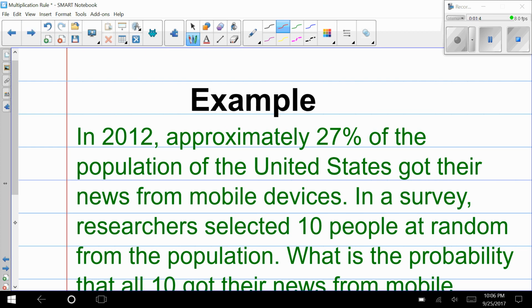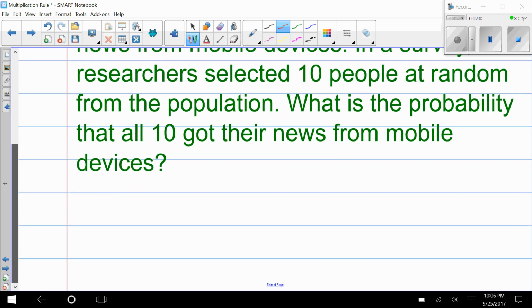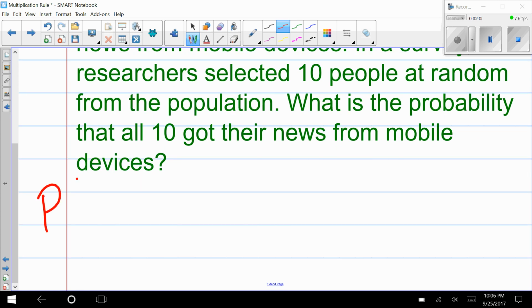Let's look at this one. In 2012, approximately 27% of the population of the United States got their news from mobile devices. So in other words, there's a 27% chance that a random person gets their news from a mobile device. In a survey, researchers selected 10 people at random from the population. What is the probability that all 10 got their news from mobile devices?